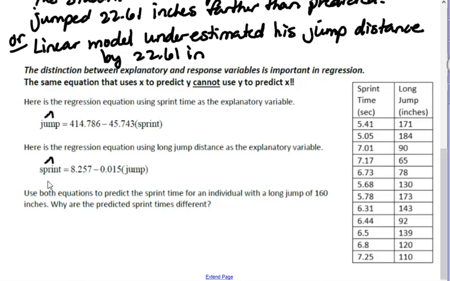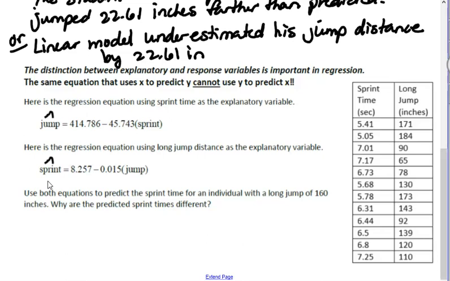But what happens if I give you a certain jump distance and put that in for jump in both equations? Let's see what happens. Use both equations to predict the sprint time for an individual with a long jump of 160 inches.